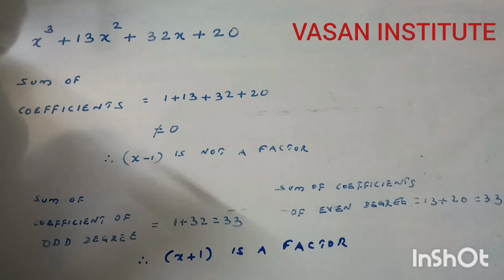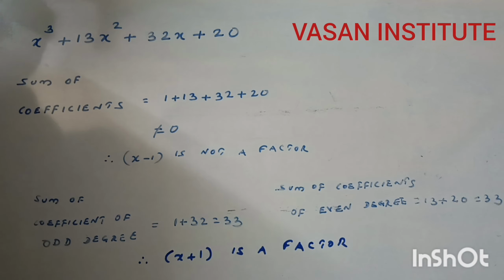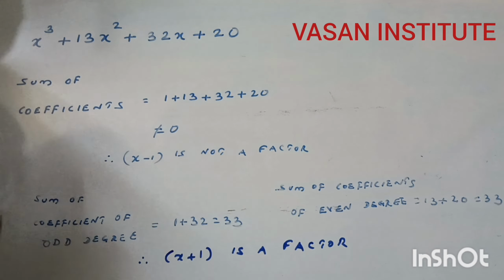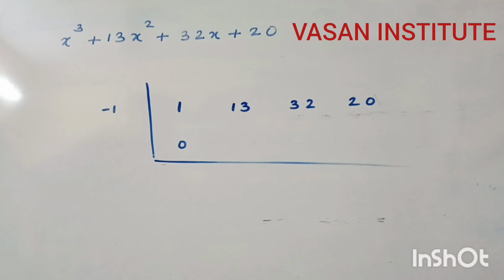Sum of coefficients of odd degree equals sum of coefficients of even degree. Therefore, x plus 1 is a factor. It means if you put x equal to minus 1 in this equation, we will get 0. So now divide this polynomial by minus 1 because x equals minus 1. Coefficient of x cube is 1, x square is 13, x is 32, last constant is 20. Always put 0 here, 1 plus 0, 1.